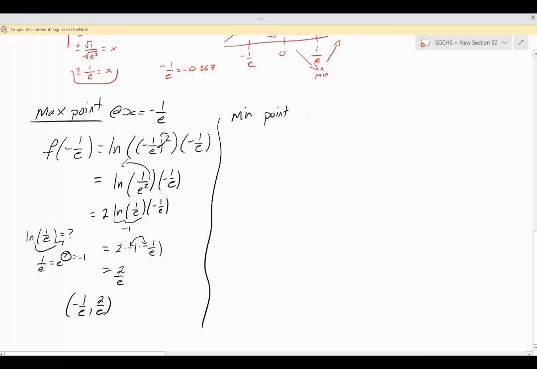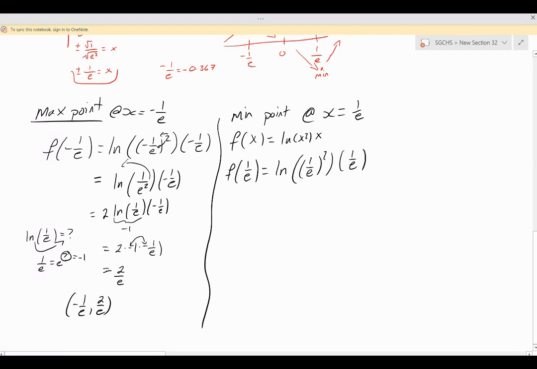Remember, our min point is at x equals positive 1 over e. So again, we just have to figure out what the y value is when x is 1 over e in our original function. So let's plug that in. y equals ln of (1 over e) squared times 1 over e.